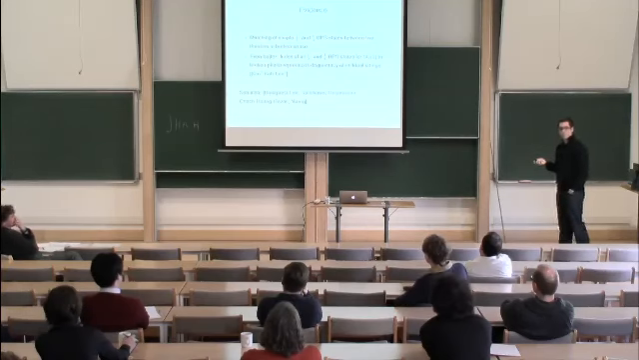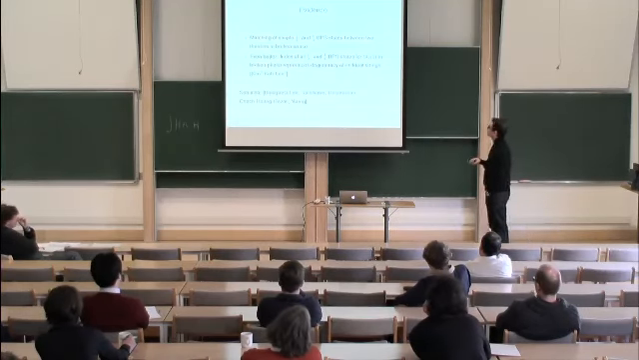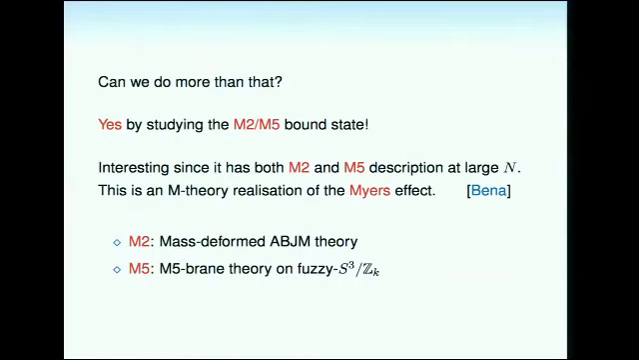Any other questions up to now? Okay. So now the question is, can we do better than that? Can we add another, let's say, a piece of evidence that would make this conjecture a little bit more plausible? The answer is yes, and the system of interest in this case would be this M2, M5 bound state.